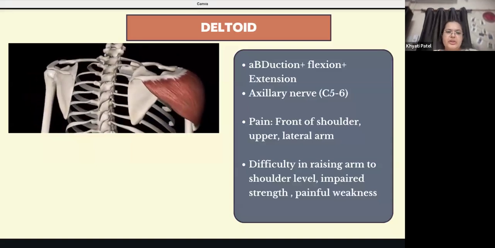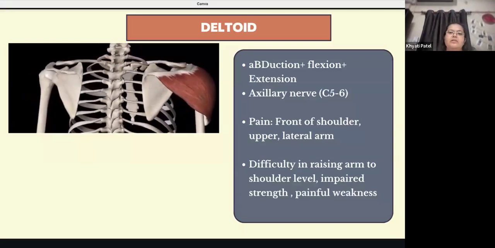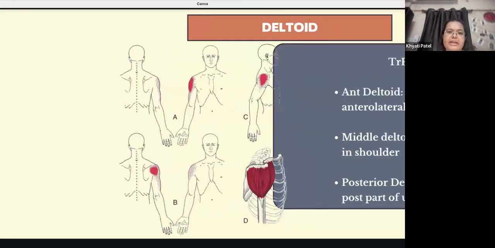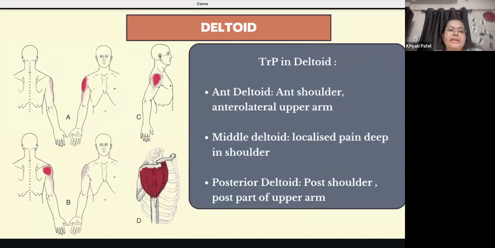Next is deltoid, which is responsible for abduction, flexion, as well as extension, supplied by axillary nerve. Patient will complain of pain in front of shoulder, upper or lateral arm. Also will complain of difficulty in raising arm to the shoulder level, and may have painful weakness. The pain diagram for deltoid will depend on which fibers are affected more.